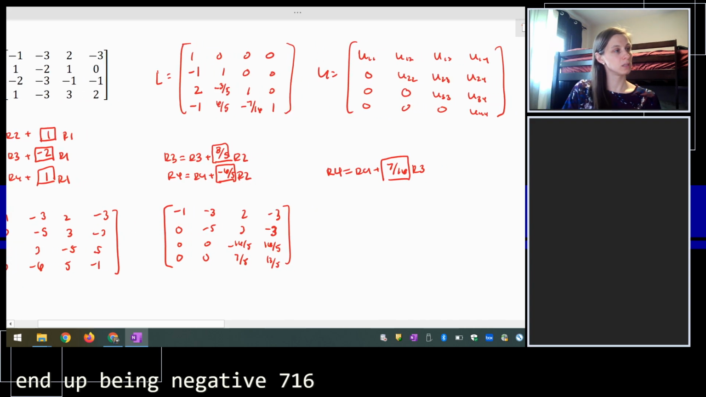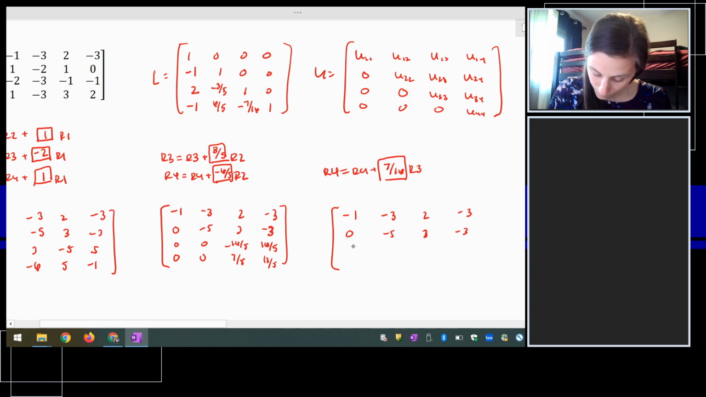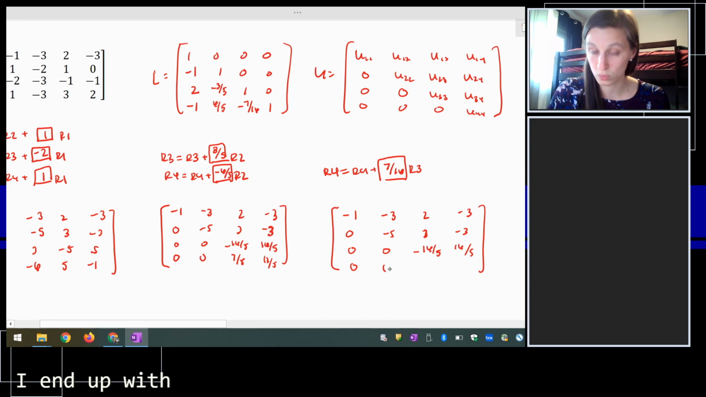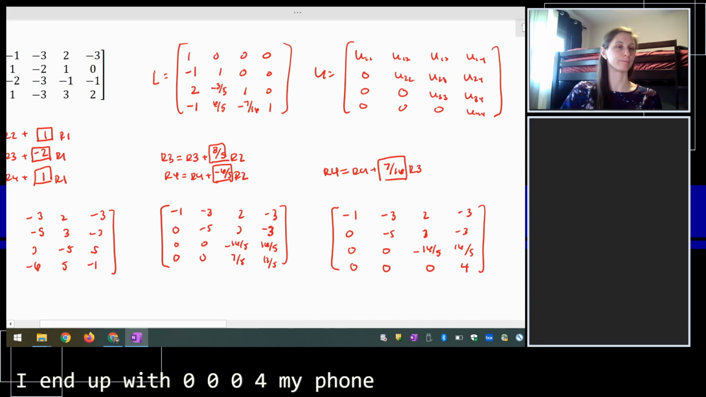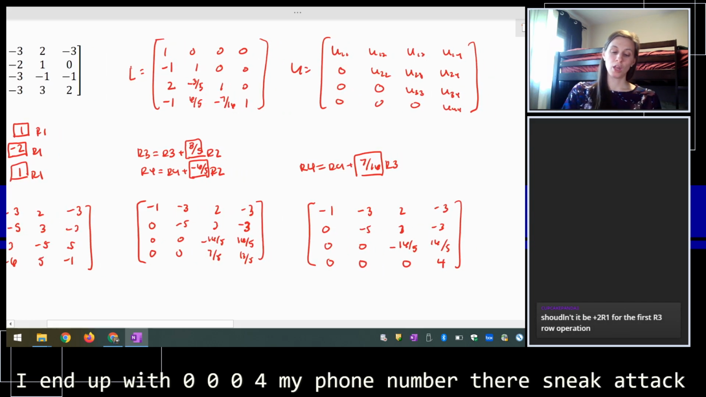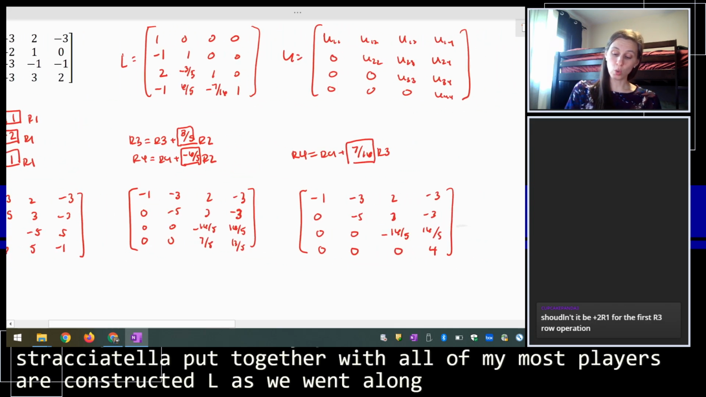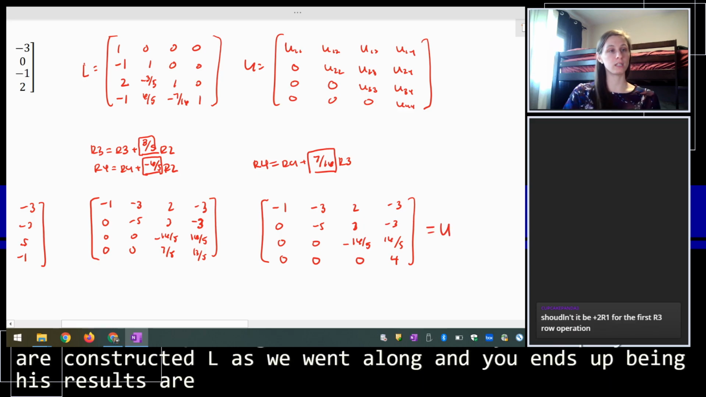Woohoo! When I do this row operation, I end up with 0, 0, 0, 4. Nice whole number there. Sneak attack. So I've got L put together with all of my multipliers. I constructed L as we went along. And U ends up being this result here.